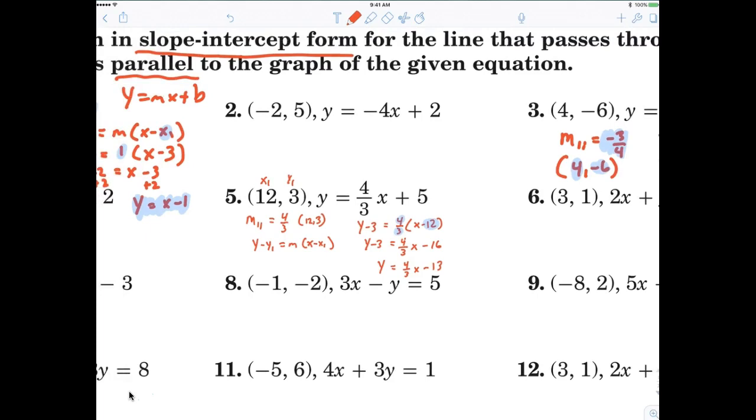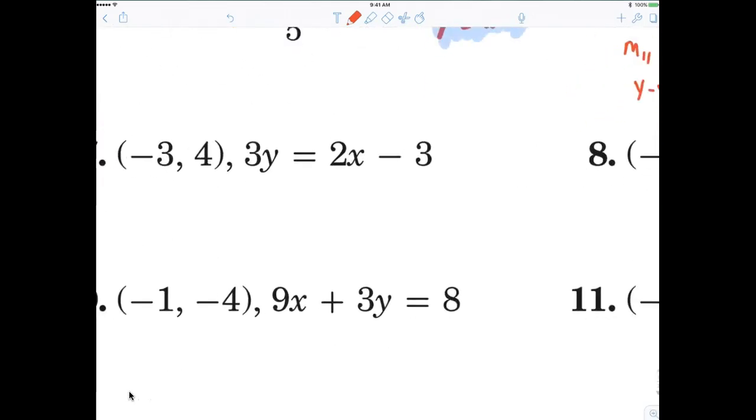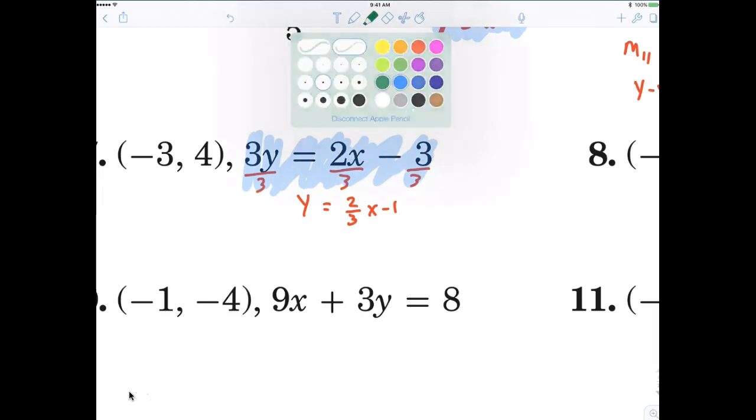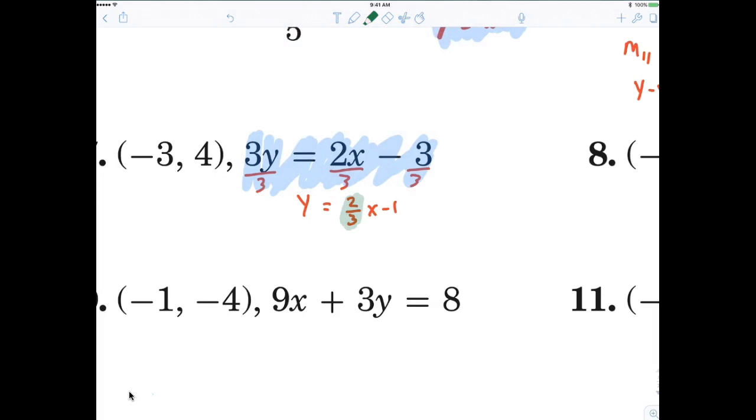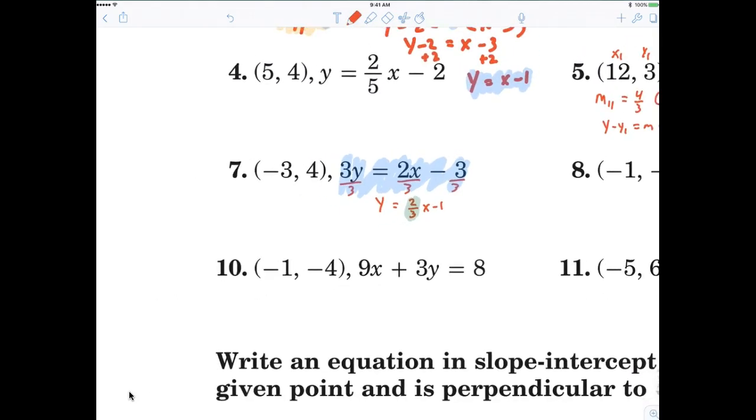Alright, same process all the way through. Now let's take a look at question number 7. Now the problem with number 7 is we don't know what the slope is because it's not written in slope-intercept form. So remember you have to divide by 3. And so y equals 2/3 x minus 1. Remember, the only thing you need from this equation is the slope. And we just found out what the slope is, and the slope is what? 2/3.